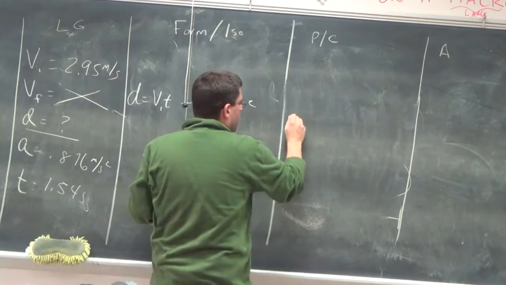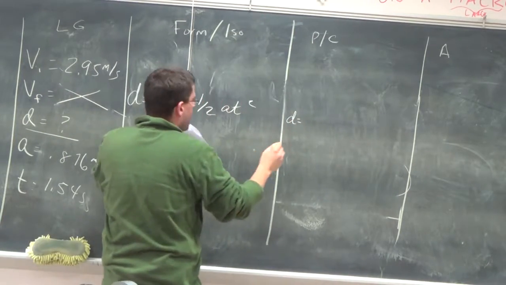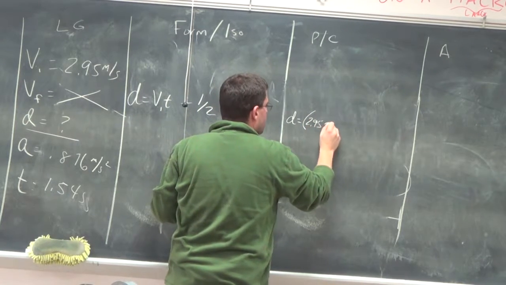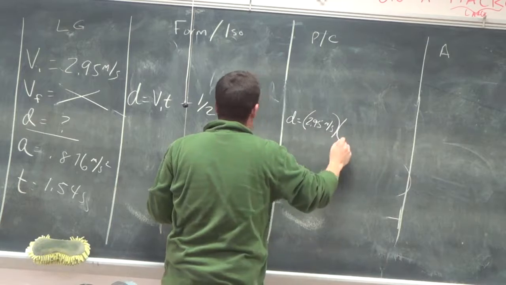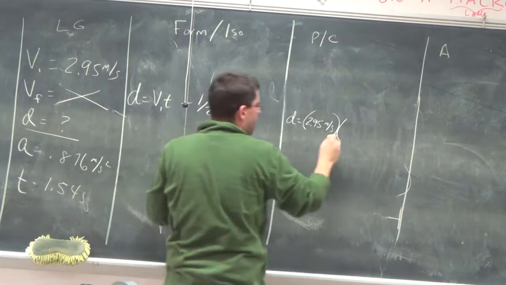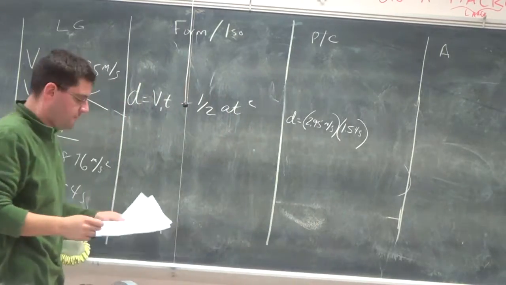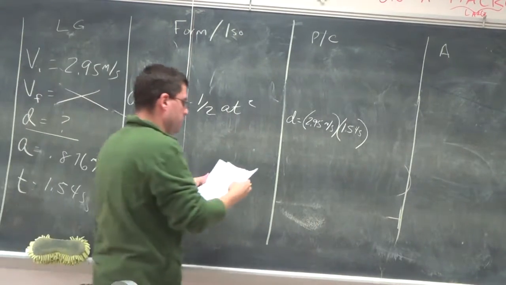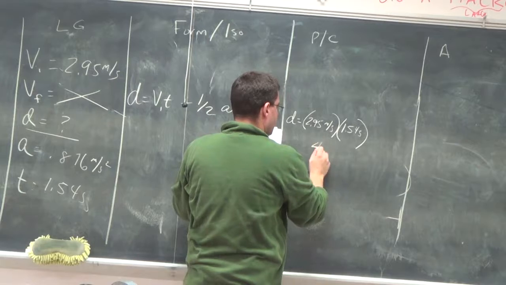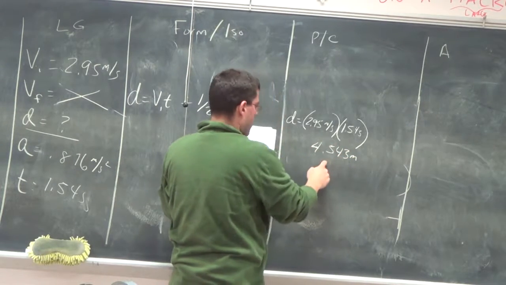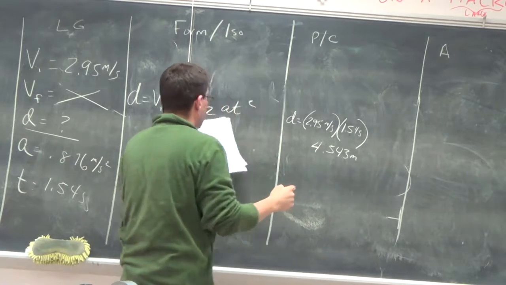So over here we go, d equals vi times t, so it's going to be 2.95 meters per second, right, times t of what, 1.54 seconds, right? There's your first half of it so far, and we'll do one piece at a time. That answer right there gives you 4.543 meters to start. What's the rest of it?